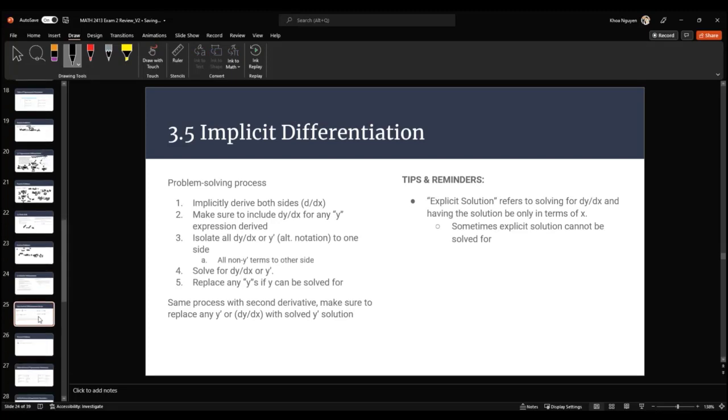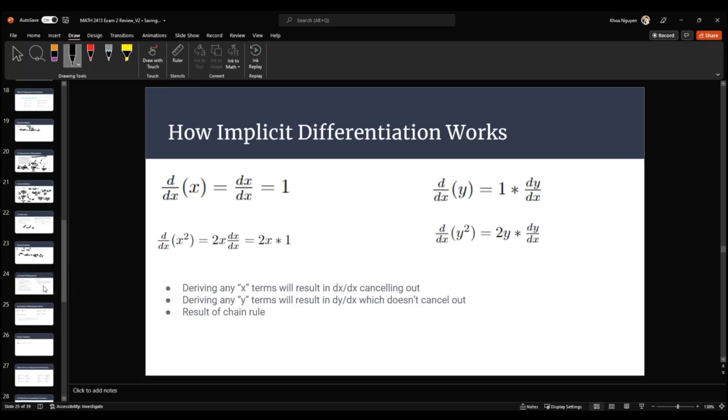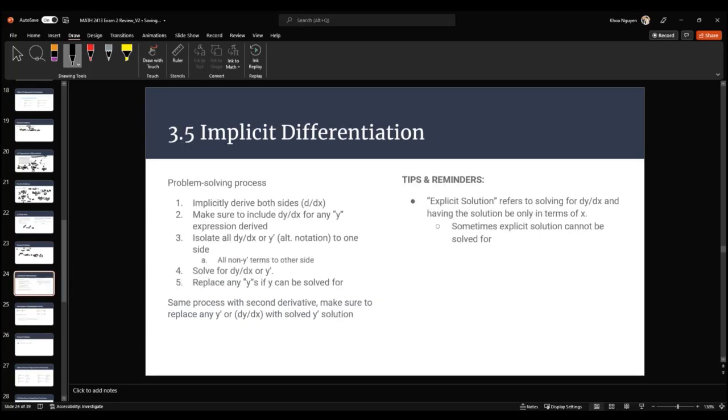Okay, so implicit differentiation. Essentially, this is kind of like a conceptual way of doing chain rule. Essentially, you would take the derivative of both sides, and every time you encounter a y, you do a bit of chain rule.